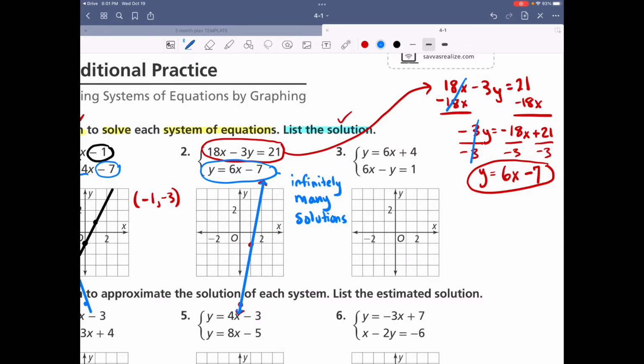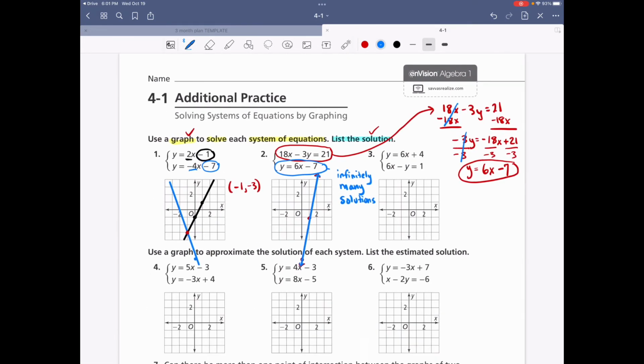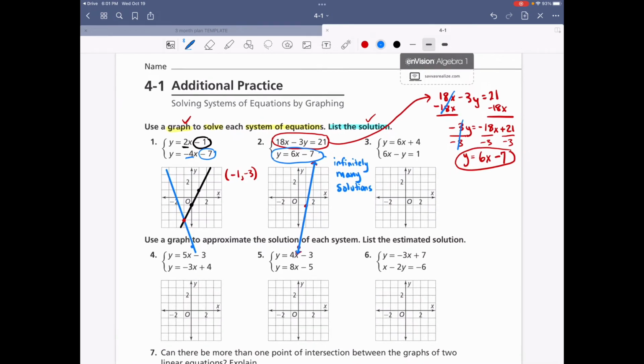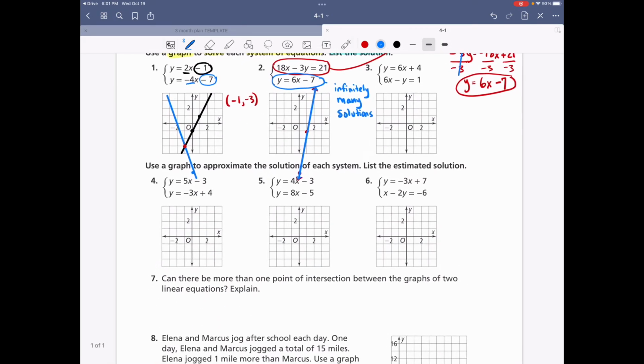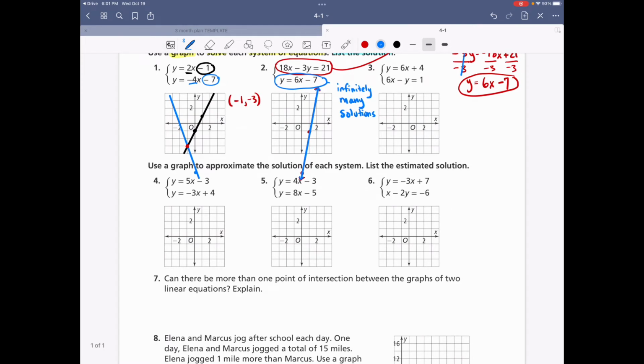And then I'd like you to try number 3 on your own. So try it. And then I'm going to do 2 of these problems for you, maybe just 1. We'll start with 5, and if it looks like we need another one, then I'll do another one.